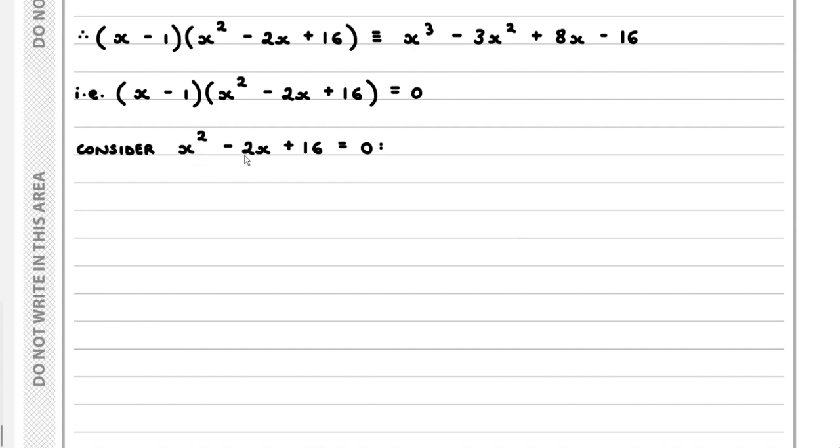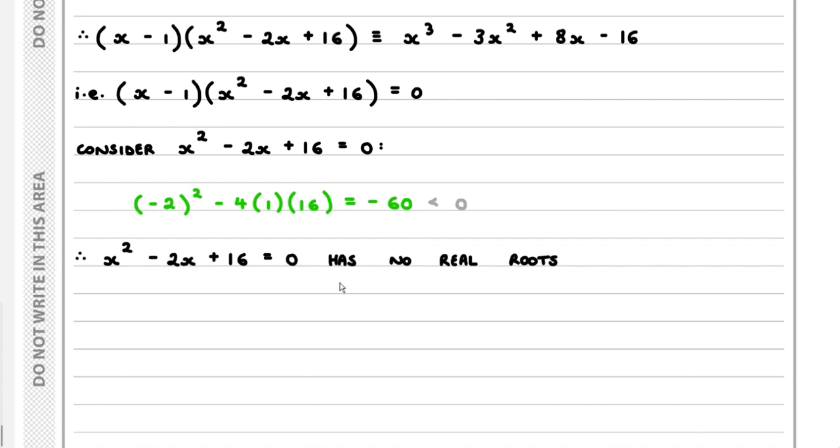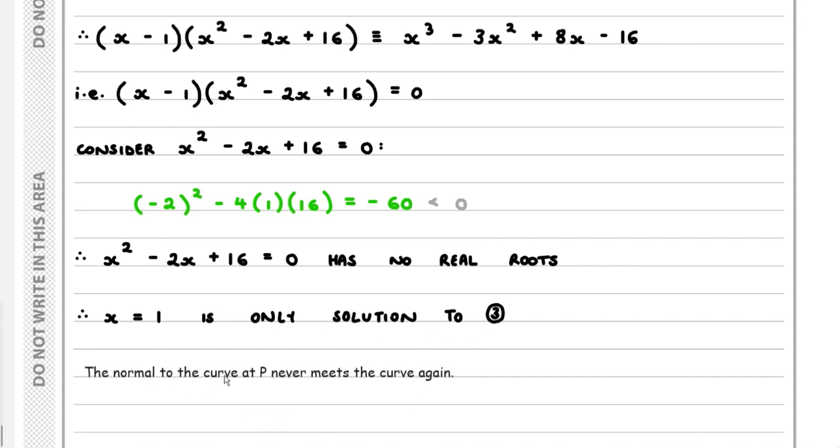Now, if I consider the x squared subtract 2x plus 16 equals 0, let's see how many roots this has. If I use the discriminant, I've got negative 2 squared subtract 4 times 1 times 16, and this is equal to negative 60. And because the discriminant is less than 0, I can conclude that x squared subtract 2x plus 16 equals 0 has no real roots. Meaning x equals 1 is the only solution to 3, and therefore the normal to the curve at P never meets the curve again.